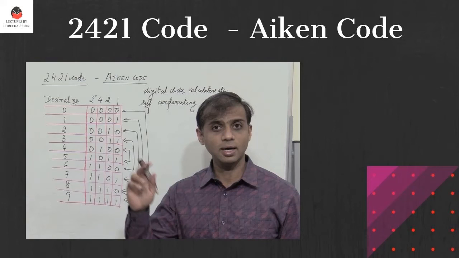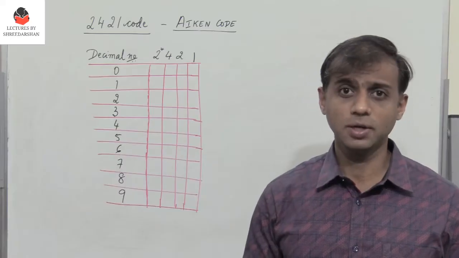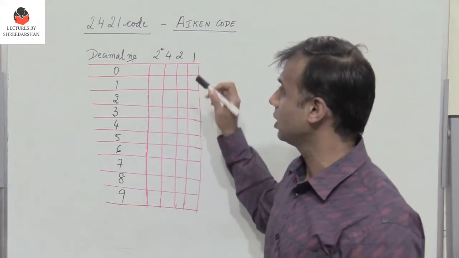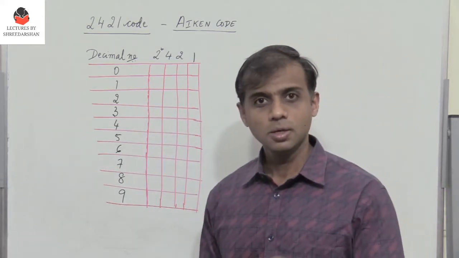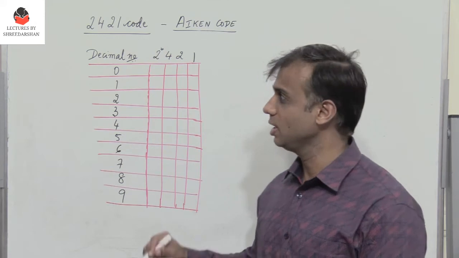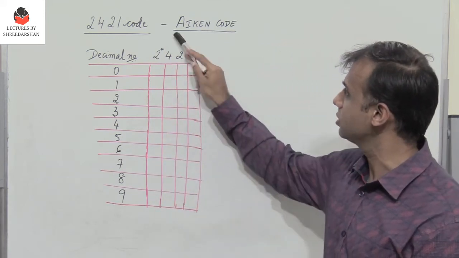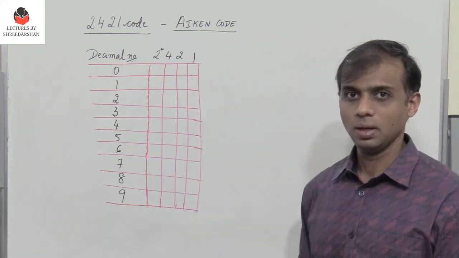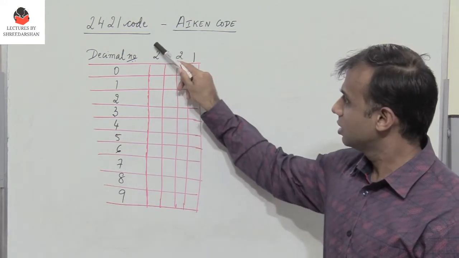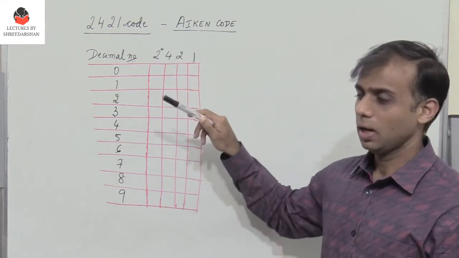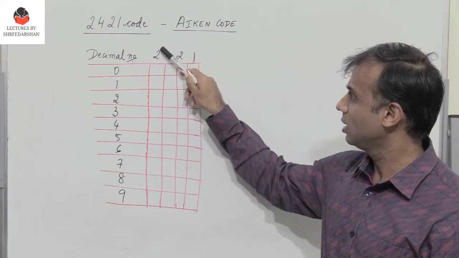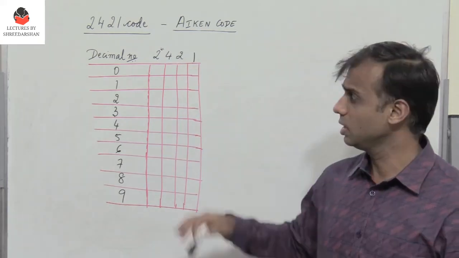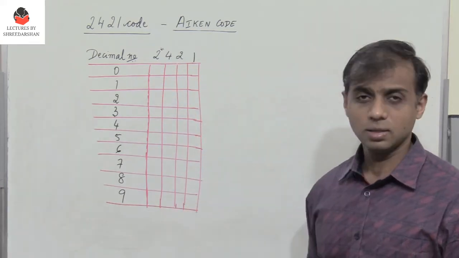Welcome back. In one of the previous video segments, we have seen the working of an 8421 code, which is a BCD code. So here in this lecture, let us see the working of a 2421 code, which is also called an Aiken code. The first 2 is distinguished from the second 2 by writing an asterisk. So let us see how we can write the table.